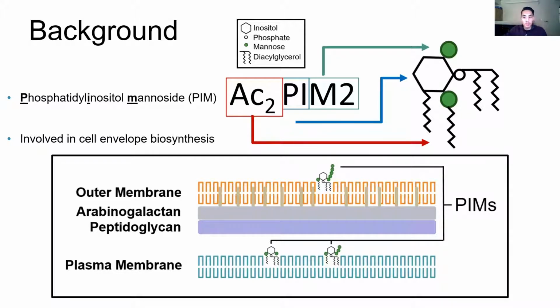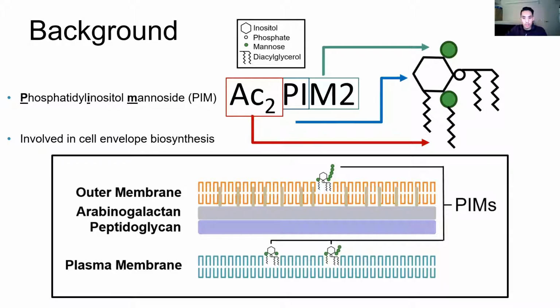Within the plasma membrane is a glycolipid biosynthesis pathway, which produces phosphatidylinositol anchor molecules like PIMs. My project focuses on PIMs, and we care about them because previous research indicates that these membrane-associated lipids are important for growth and viability in mycobacteria.